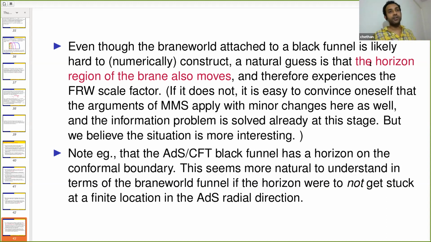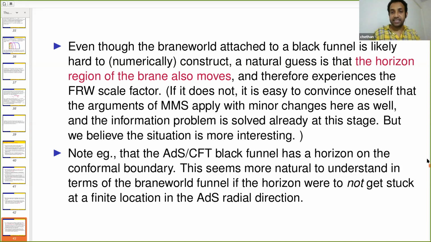This is another point where it is important to have some clarity. One thing I'll say is that if the black hole part of the brane is not moving at all in these AdS black funnel brane worlds, then the calculation of the subtraction of two separate RT surfaces would already work out. So the more interesting scenario is if the brane is moving up.